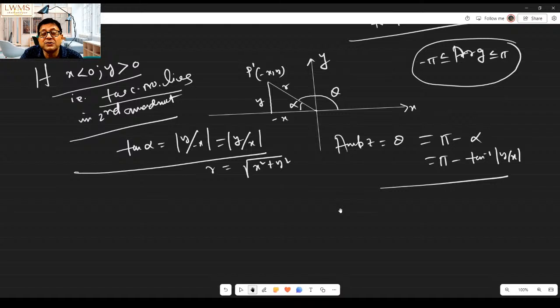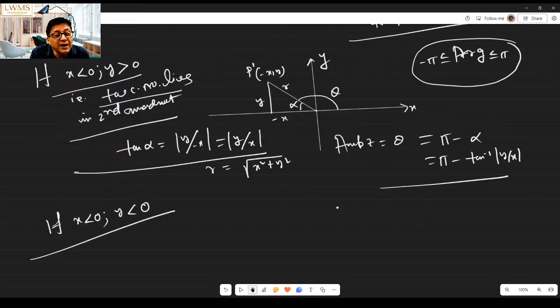Let's see what happens when the complex number lies in the third quadrant. If x less than 0 and y less than 0, then what will happen?